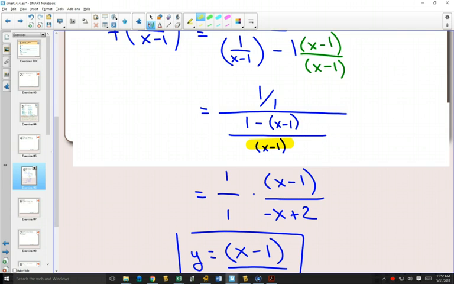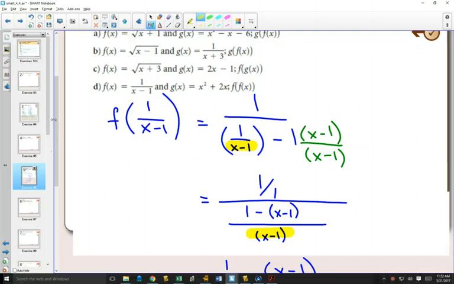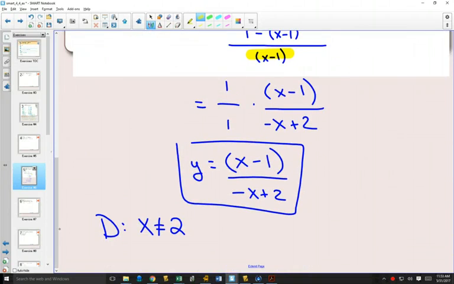I can highlight, here I'm dividing by x minus 1. Here I'm dividing by x minus 1. Here I'm dividing by x minus 1. In fact, even here I divided by x minus 1. So if I look at all of those places where I've divided, all the way through, I find out that another non-permissible value is that x can't equal 1. It's not because it's equal to 1 in the numerator up here. That's fine. But the fact that it was equal to 1 previously, that's what makes our domain what it is.